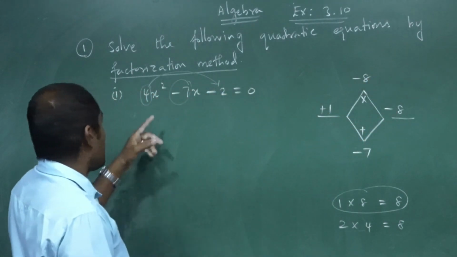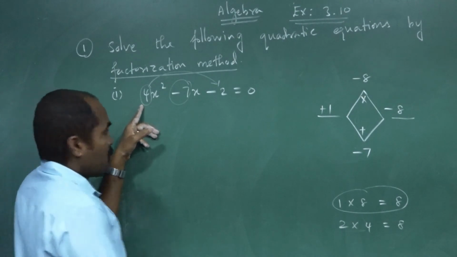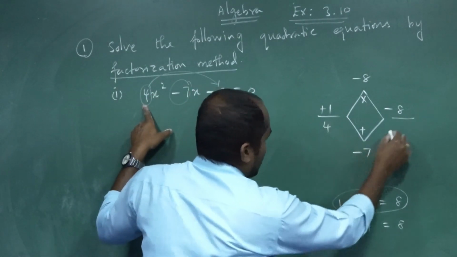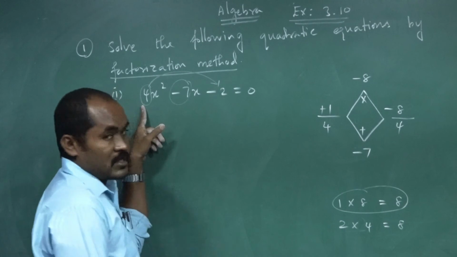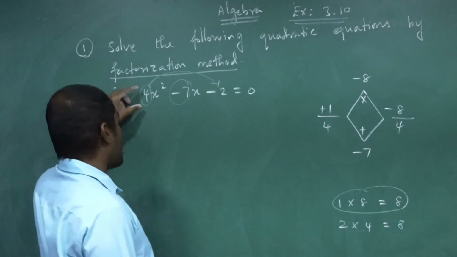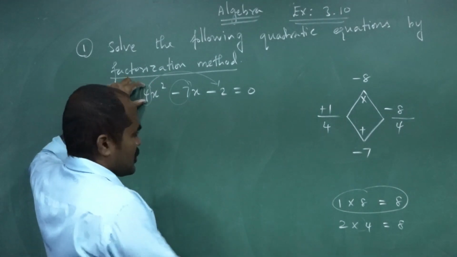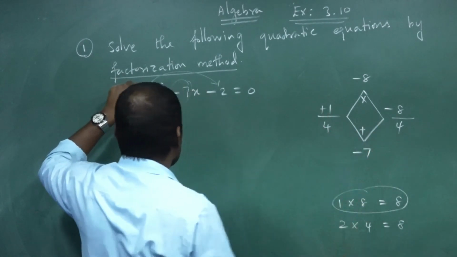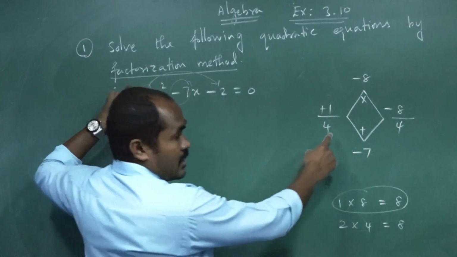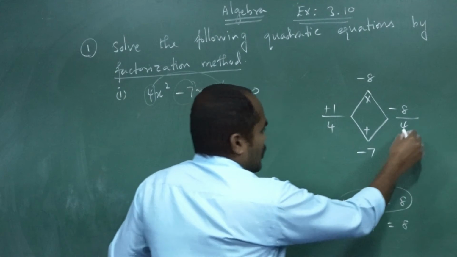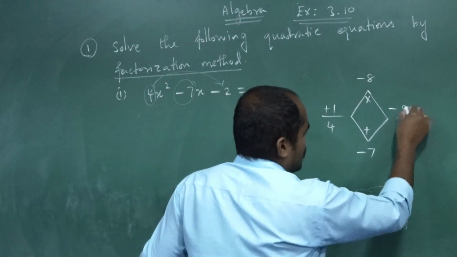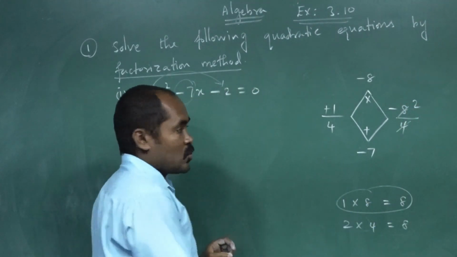So what is the coefficient of x square here? 4. So write here 4 and here 4. So this is a very important step. Suppose coefficient of x square is 1, you should write 1 and 1. Suppose coefficient of x square is 7, you write 7 and 7 here. So simplify this. 8 by 4 becomes 2. So we get minus 2 by 1.